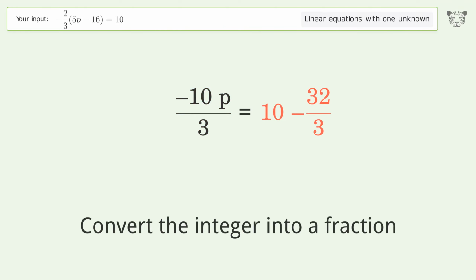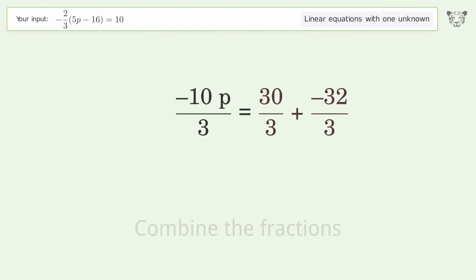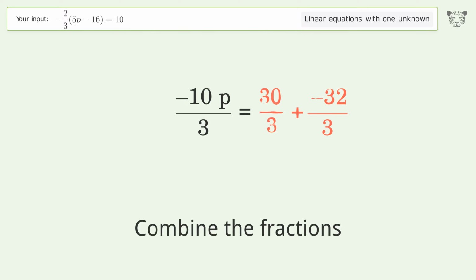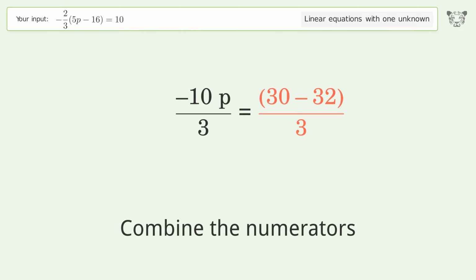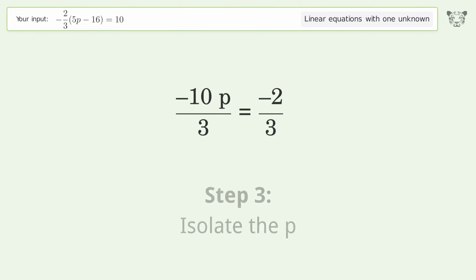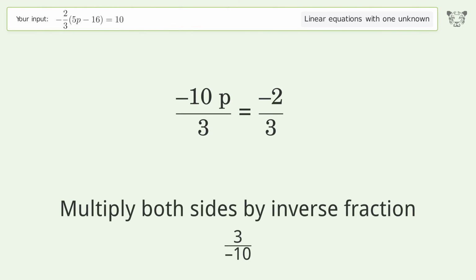Convert the integer into a fraction. Combine the fractions. Combine the numerators. Isolate the p. Multiply both sides by inverse fraction 3 over -10.